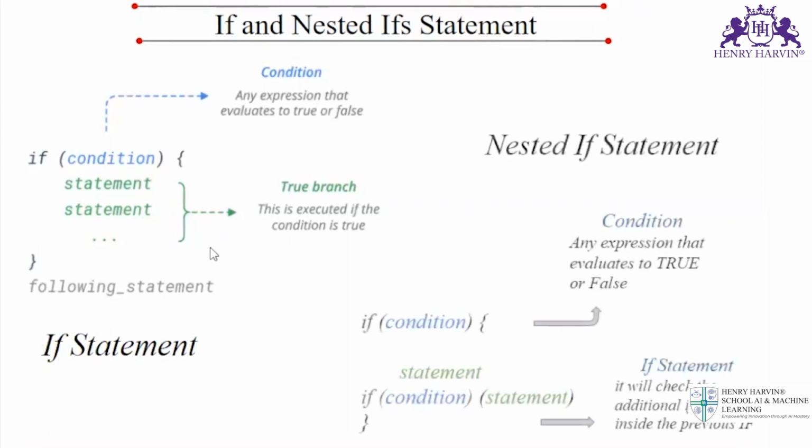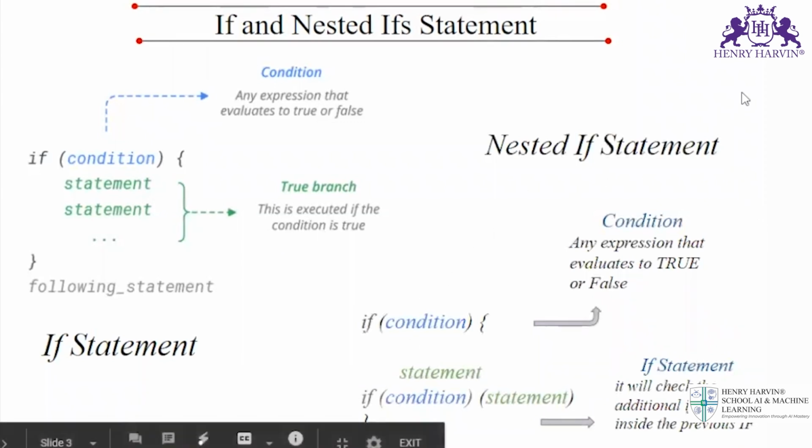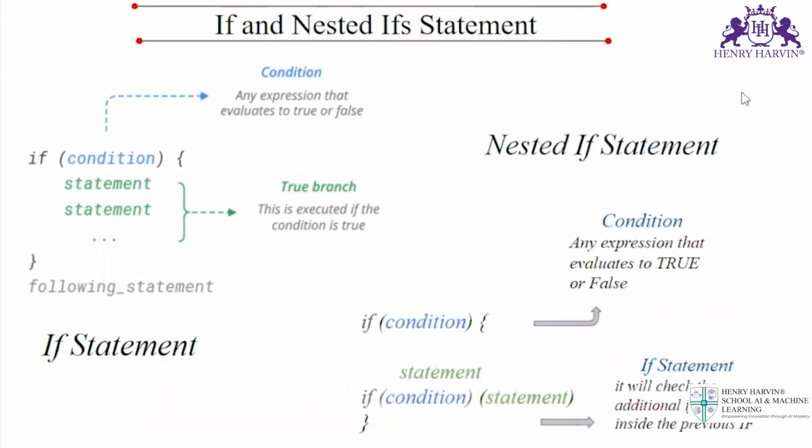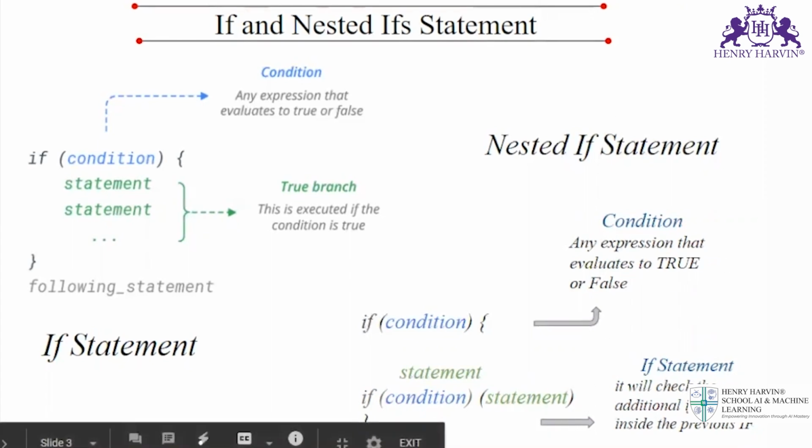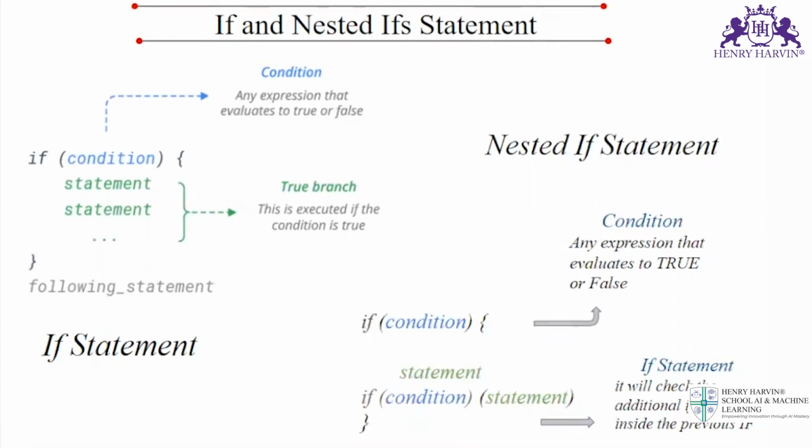The second one is nested if. Nested if works when there is an if condition, a condition that we want to evaluate, which is true or false. If it is true, the statement inside the curly bracket will get executed, and then there will be an additional if condition inside it, which again will check the condition and execute the statement that will be written along with it. So nested if contains an additional if inside the main branch.